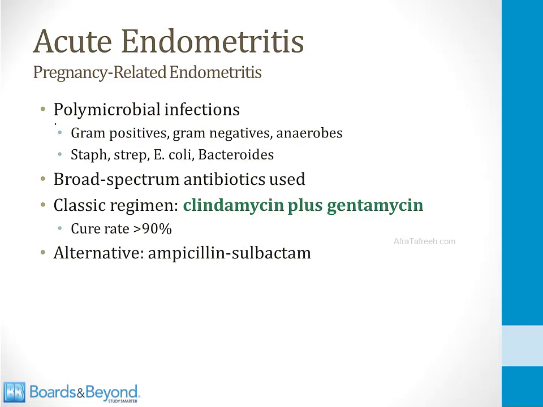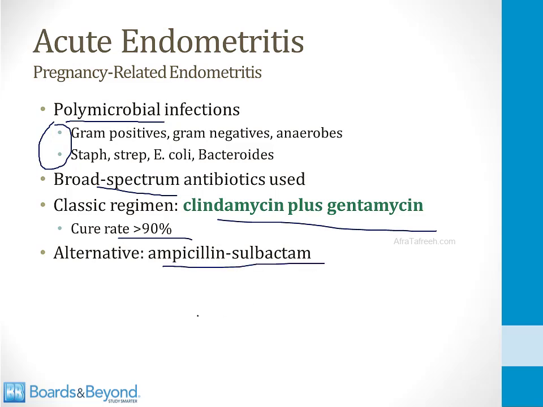The infections in acute endometritis tend to be polymicrobial. It's unlikely the boards will ask you to identify the causative agent because just about any bacteria can be involved, including all of the bacteria I've listed on the slide here. So for this reason, broad-spectrum antibiotics are usually used. The classic regimen is clindamycin plus gentamicin. This yields cure rates greater than 90%. An alternative is ampicillin and sulbactam, and I talk about all these antibiotics in the infectious disease section.